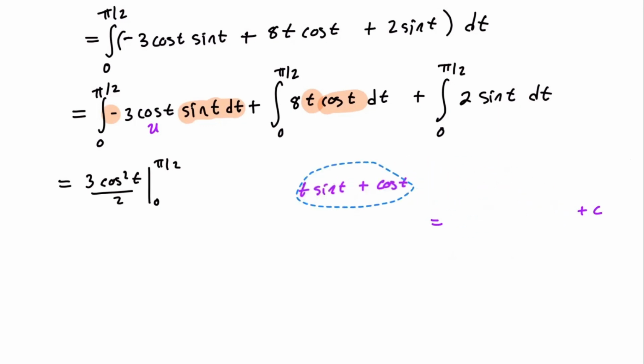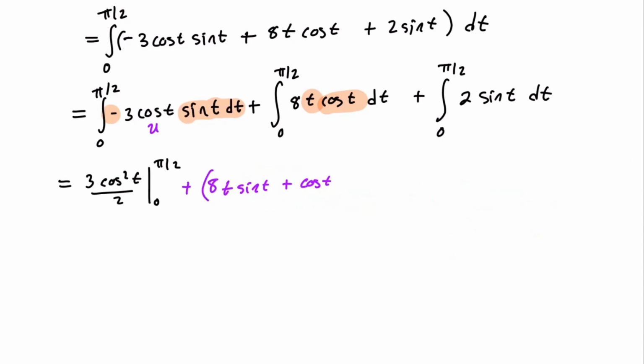So that's what I'm going to replace right here and multiply each of the pieces by 8. So you'll have plus 8 times t sine t, and then 8 times cosine t evaluated from 0 to pi over 2. And the last integral is pretty straightforward. We know the integral of sine, it's negative cosine. So this is going to give us negative 2 cosine of t evaluated from 0 to pi over 2.